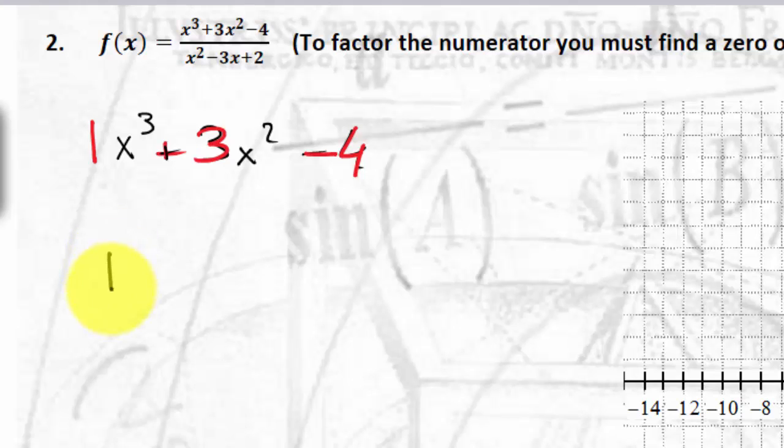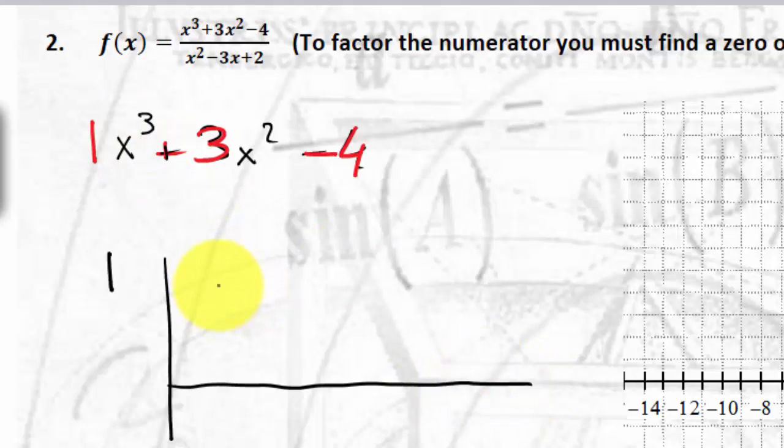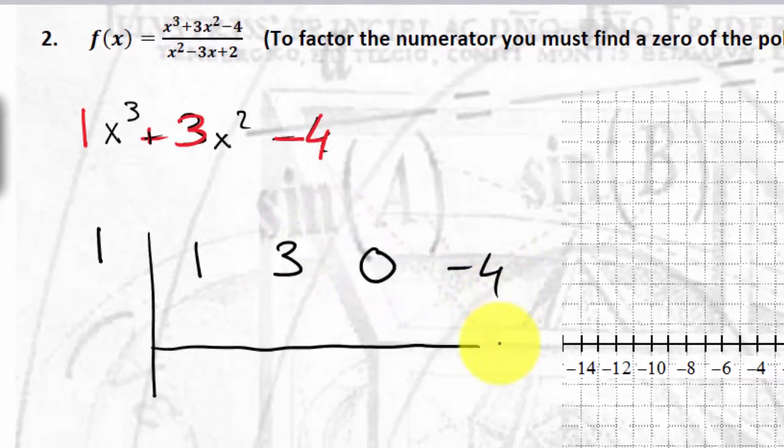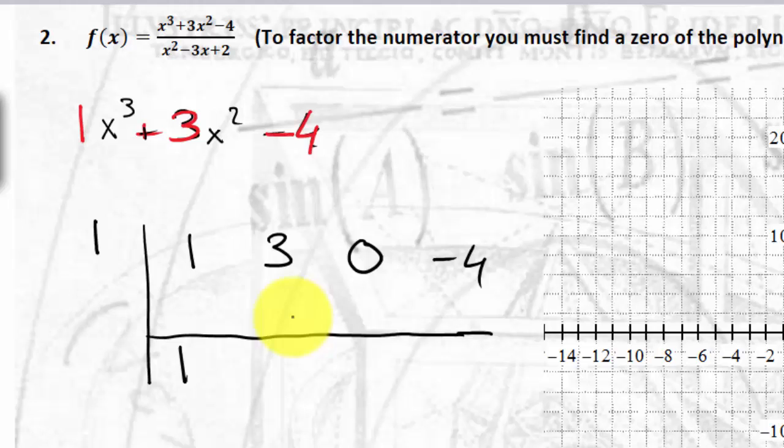So if you add the coefficients and get 0, therefore I know that x equals 1 is a zero. So let me break it with 1. So 1, 3, don't forget 0 and negative 4 right here. So what do we have? 1, 4, 4, 0.